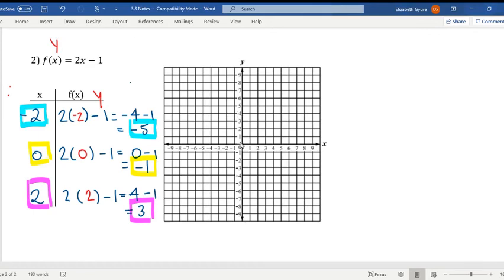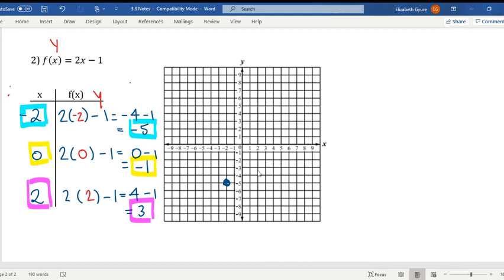So from your origin, 0, 0, our first point is -2, -5. So remember, x is left and right, y is up and down. So if I have to go -2 in the x direction, that's going to be left 2. So from 0, 0, go left 2, and then y is -5, so go down 1, 2, 3, 4, 5. So that would be our point, -2, -5.